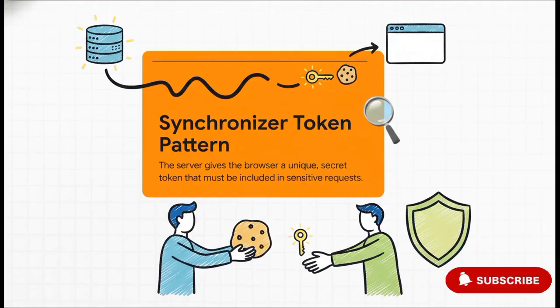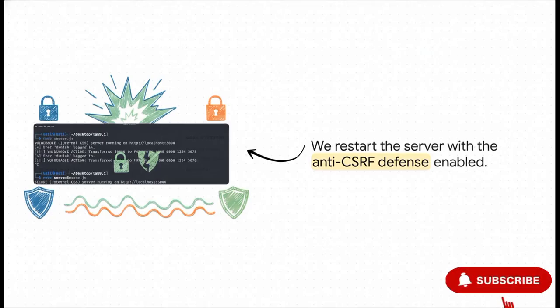This defense is called the synchronizer token pattern. And here's the gist of how it works. Along with that normal session cookie, the server now gives your browser a second, unique, and secret code called a CSRF token. Now, for any important action, like transferring money, the server requires both the cookie and the secret token. It's the secret handshake.